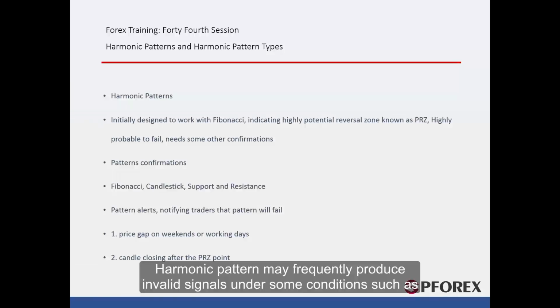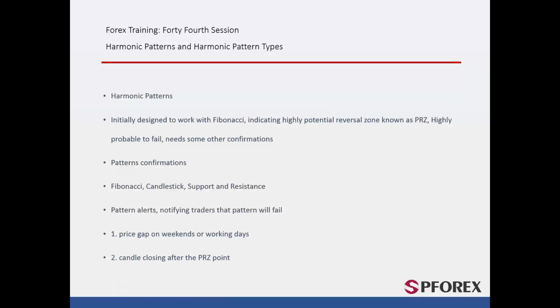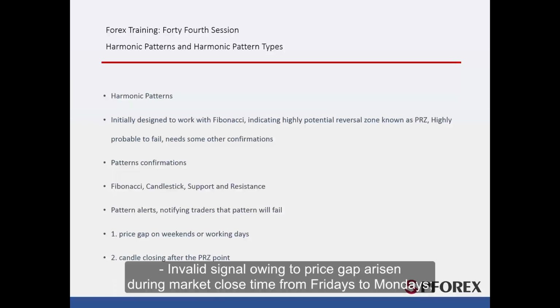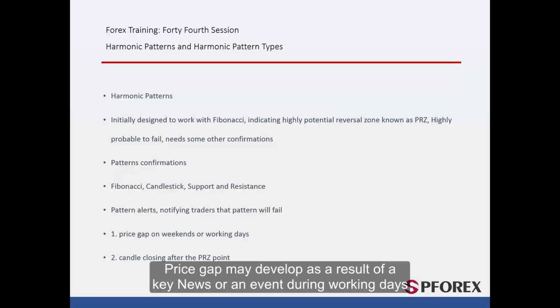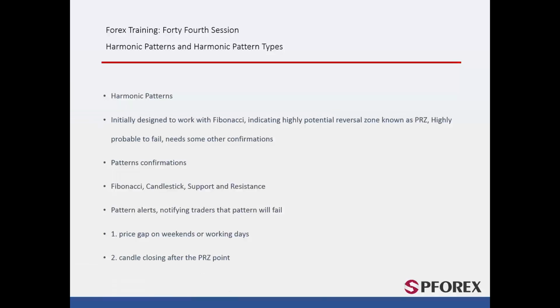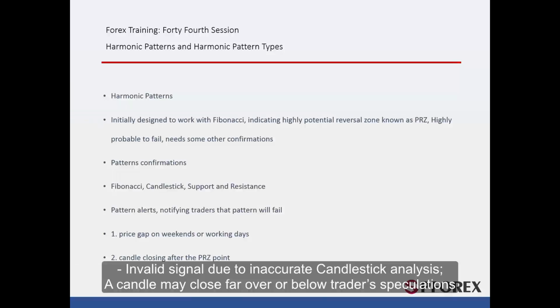Harmonic patterns may frequently produce invalid signals under some conditions, such as an invalid signal owing to a price gap arisen during market close time from Fridays to Mondays. A price gap may develop as a result of a key news or an event during working days. Another case is an invalid signal due to inaccurate candlestick analysis. A candle may close far over or below a trader's speculations.